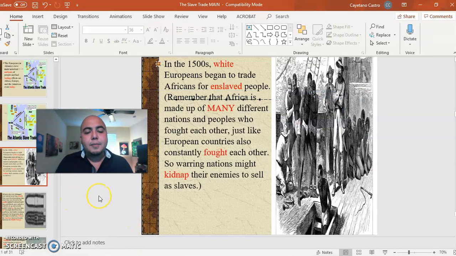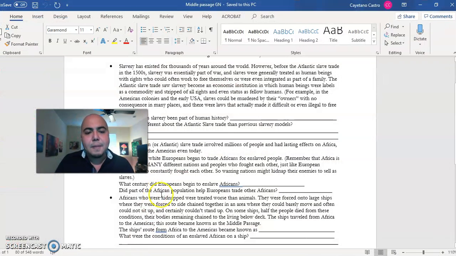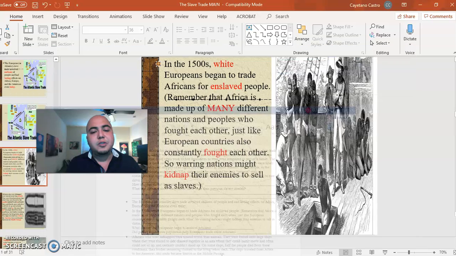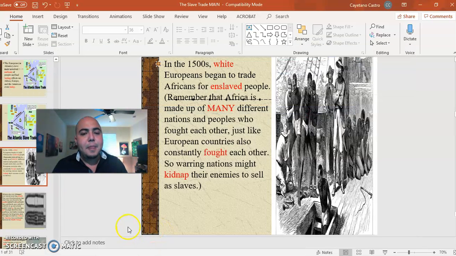All right, so this practice of enslaving Africans began in the 16th century. That will be the 1500s. And did part of the African population help Europeans trade other Africans? Unfortunately, yes. Okay. And again, this is just driven by economic greed. Okay. All right. For the next part, I'm gonna go over the lecture.